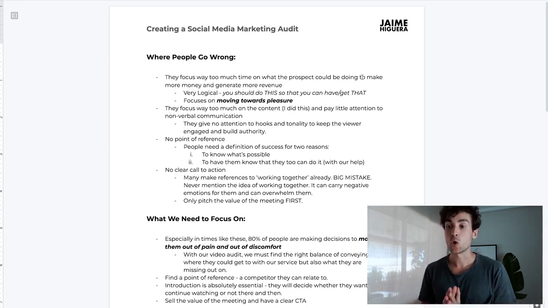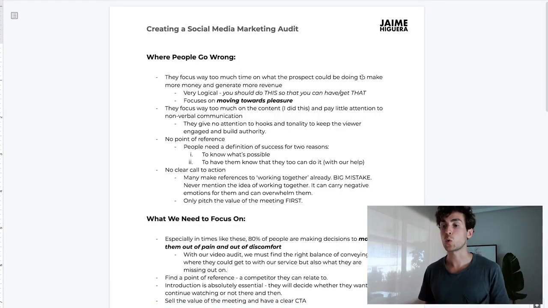The next thing is no point of reference. You need to understand that people need a definition of success for 2 reasons: to know what's possible and to have them know that they can do it too, with, for example, your help as an agency, right? If, for example, someone told you about social media marketing agency, but you never saw someone or heard of someone who was absolutely crushing it with the agency model, then you probably wouldn't even look into it, because you need a point of reference. You need kind of like a proof of concept to really see the potential of this and understand that you can do it too, right?